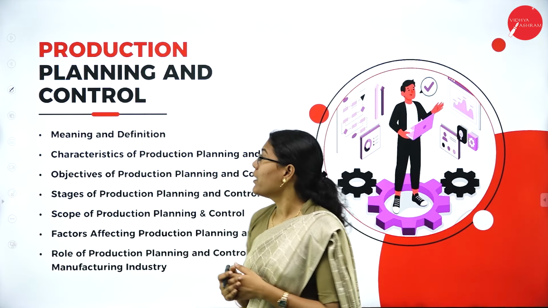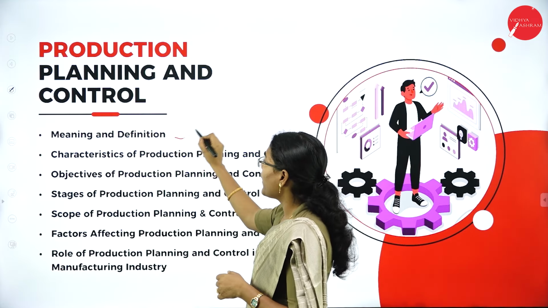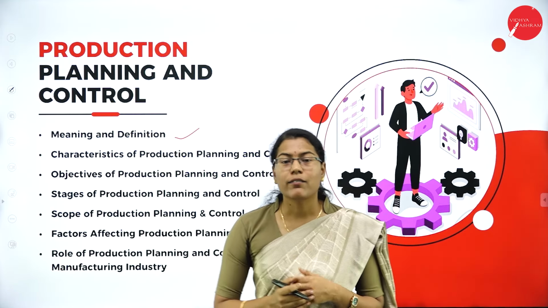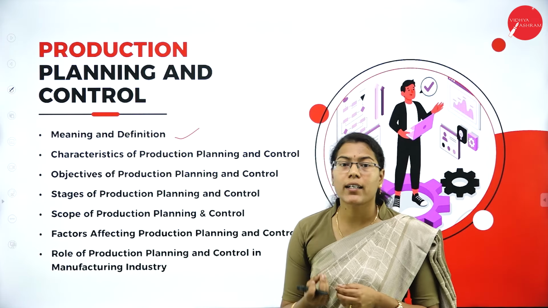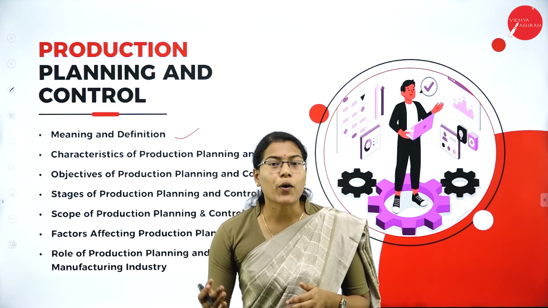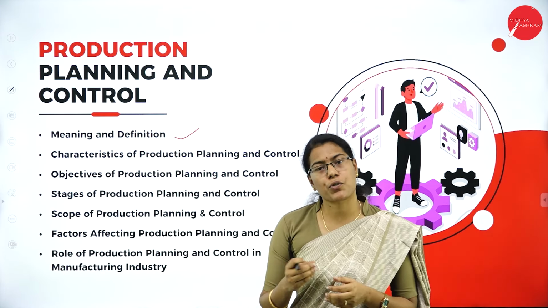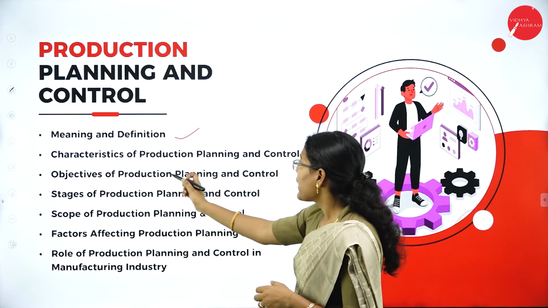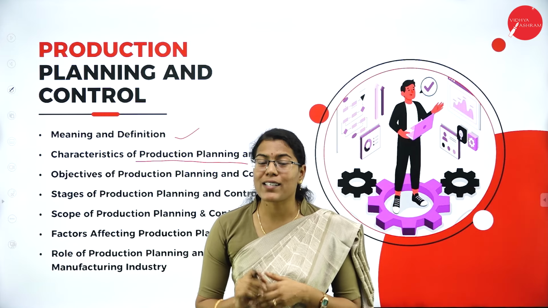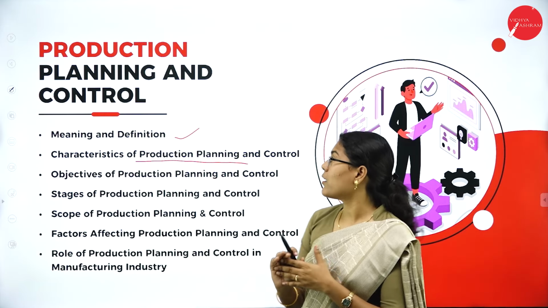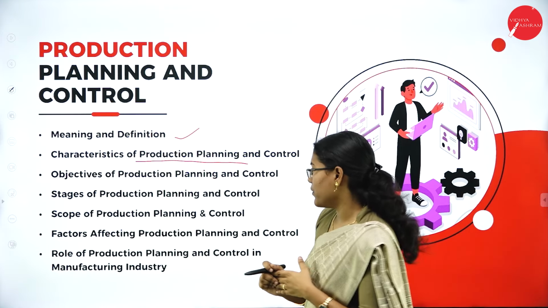Module number 3 is production planning and control. Meaning and definition. Here we will start by defining what production planning and control is all about. It's about defining what to produce, when to produce, and how much to produce. Then characteristics of production planning and control. It involves key features that affect the planning of the production and controlling of the production activities.